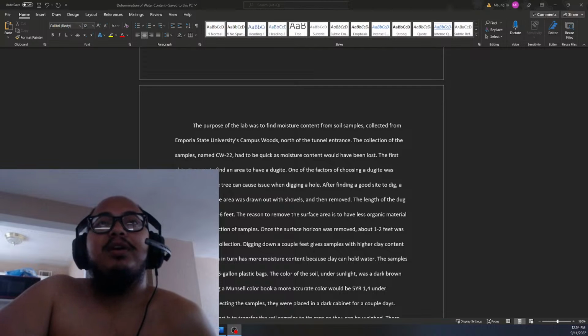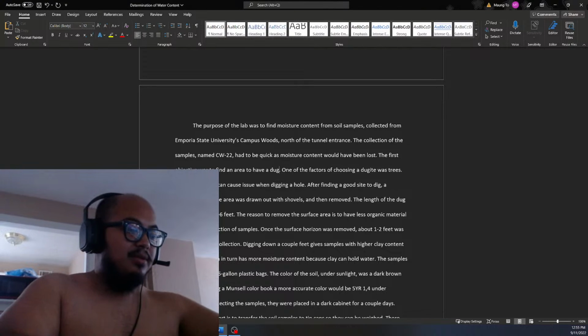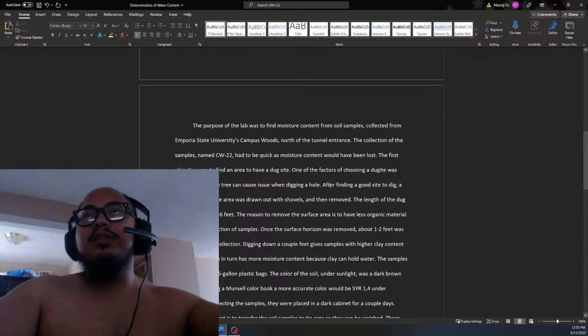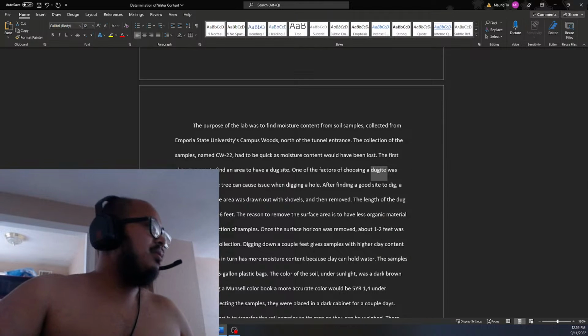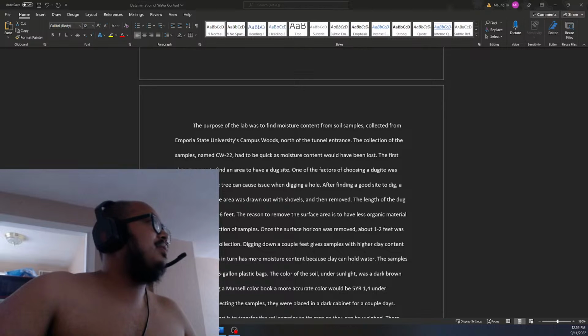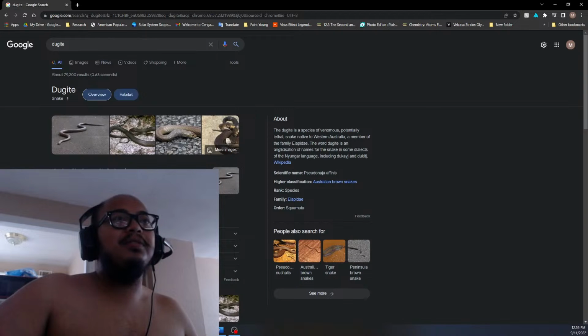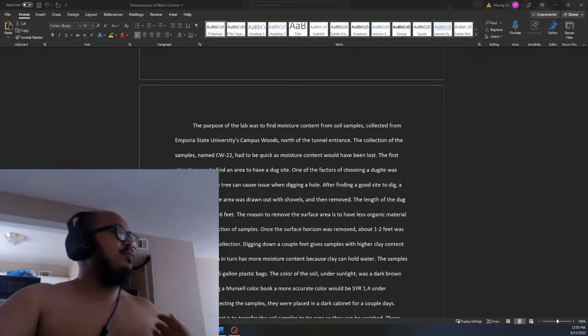The first objective was to find an area to have a dig site. A dig at? Oh, what the heck? Dig site. How about that? One of the factors of choosing a digit. What's a digit? Is that an actual word? A digit's a snake. Okay. Look at this. For some reason, it went from dig site to digit. That's weird.